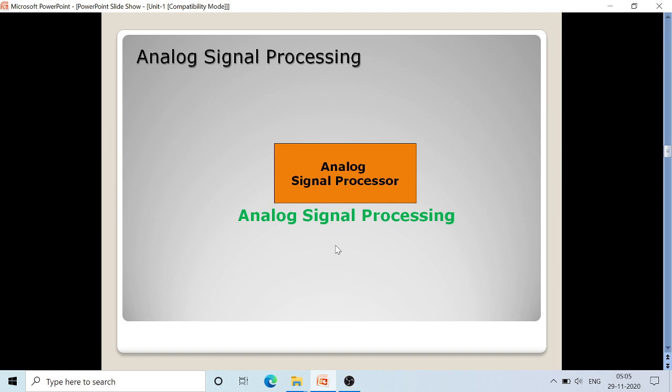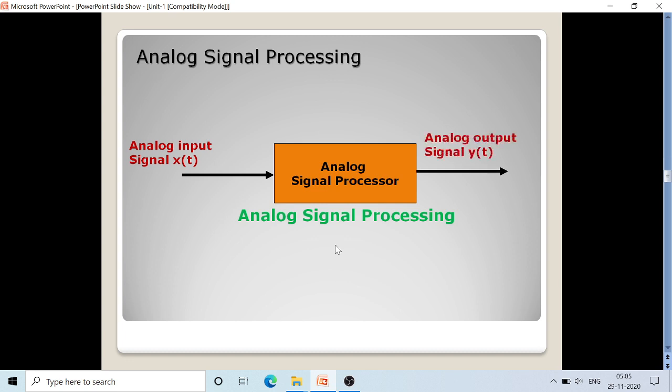Now coming to analog signal processing. Here we need an analog signal processor. The analog input signal x of t is given as input, this signal is passed to the analog signal processor, and then it generates the analog output signal, which is y of t.